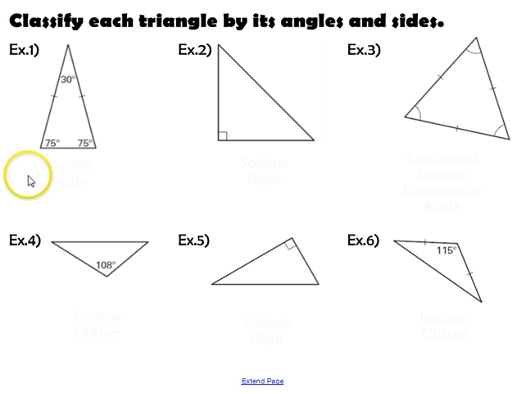For this first one, we know that it's isosceles because these two sides have the congruent marking on them. And then when you look at the angles, 30, 75, and 75 are all acute angles. So since all three are acute, this is an isosceles acute triangle.